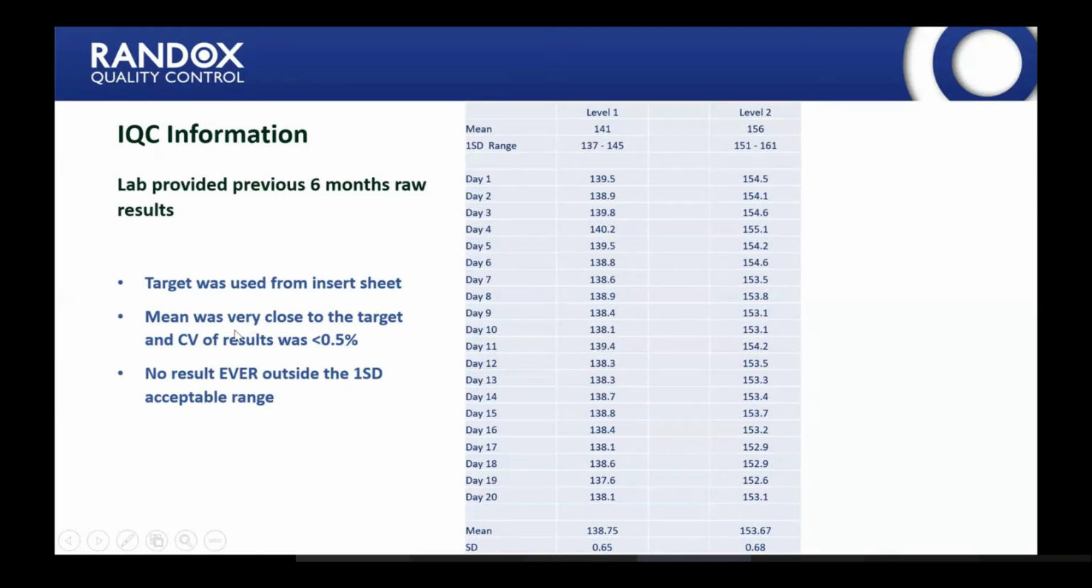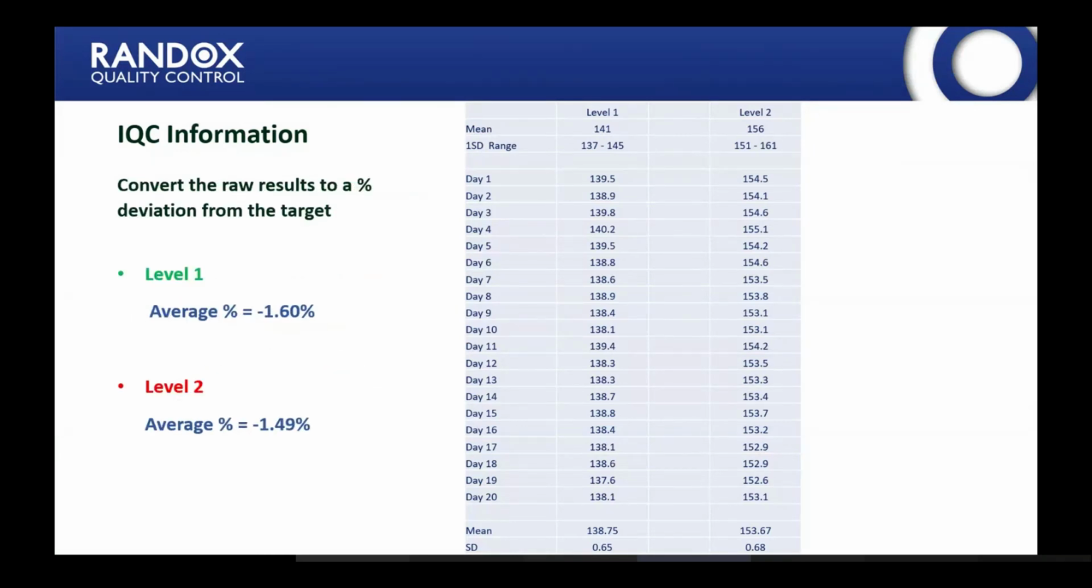The mean that they achieved was very close to the target supplied. The CV was less than 0.5%. No result was ever outside the 1 SDE acceptable range. So if you were to look at that, yes, you probably agree that the internal QC performance was good, if not certainly acceptable, if not excellent. So let's look at it in a bit more detail.